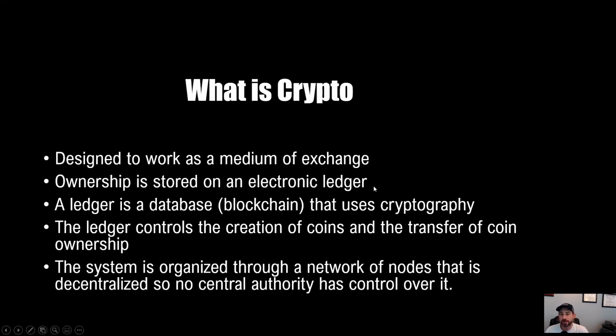What is crypto? So crypto is designed to work as a medium of exchange. Ownership is stored on an electronic ledger, and a ledger is basically a database. A blockchain is basically a database, right? But it's a database that uses cryptography. So the ledger controls the creation of coins, transfer of coins, and ownership of coins. And the system is organized through a network of nodes that is decentralized. We're going to go over all these definitions soon. But it's a decentralized system so that there's no central authority that has control over it.